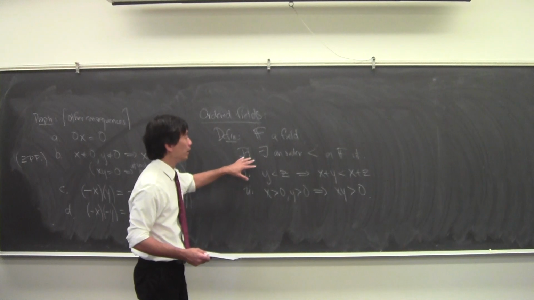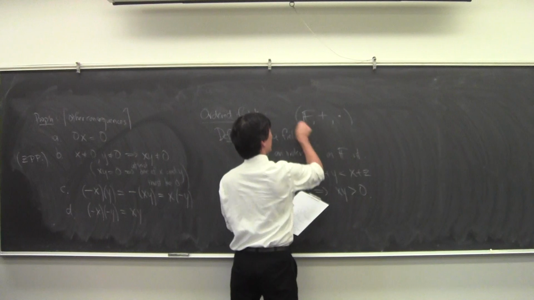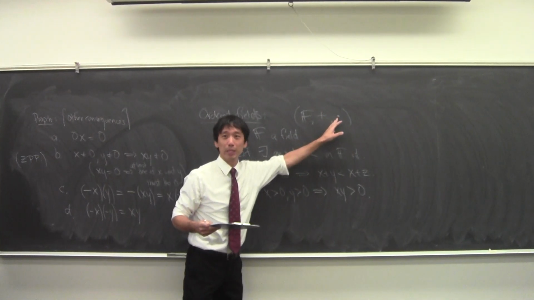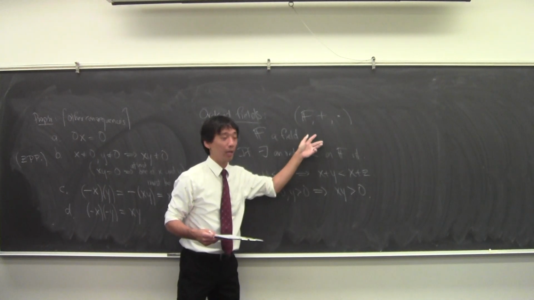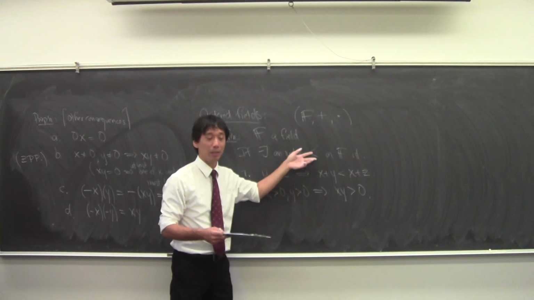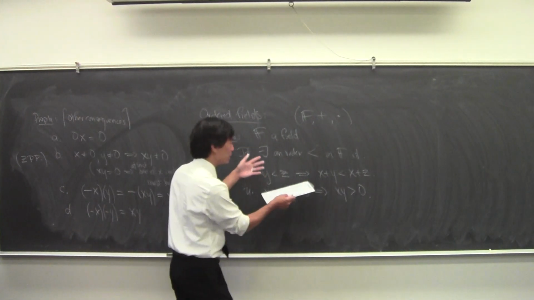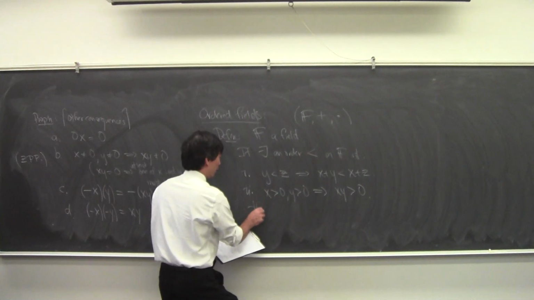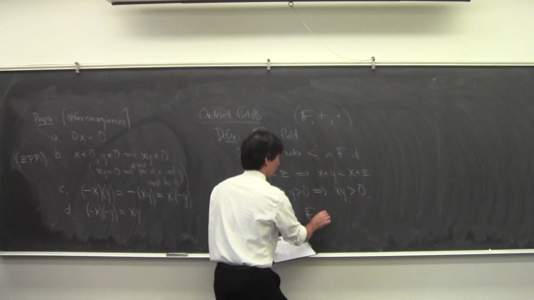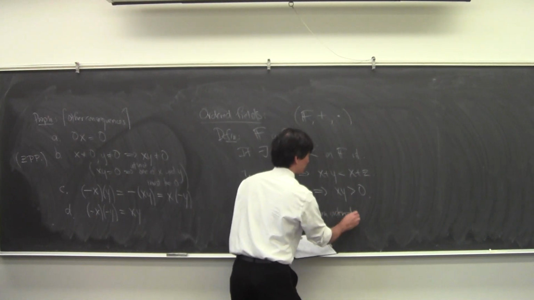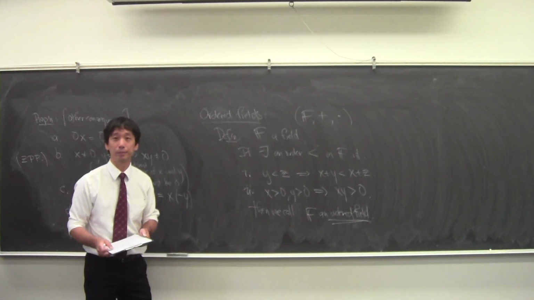So if you have a field, remember, the field has a plus and a dot. It has its addition and it has its multiplication. If there's an order, and the order and the plus and the order and the dot work together in this way, they jive, they have these two properties, then we call F an ordered field.